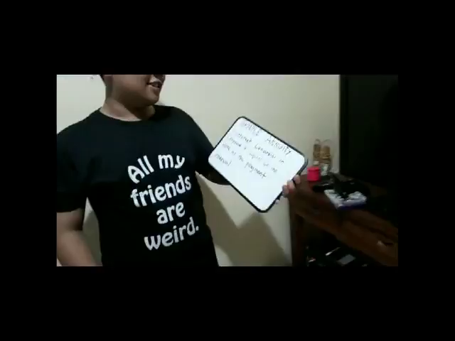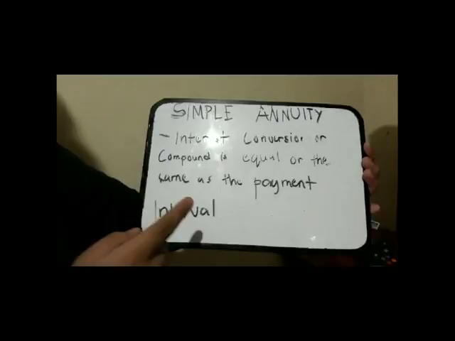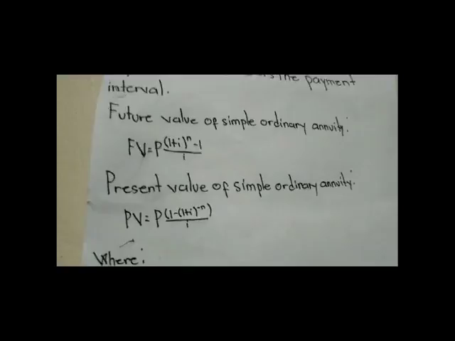First, let's define what is simple annuity. Simple annuity is when the interest conversion or compounding period is the same as the payment interval. There are two types of value in a simple ordinary annuity. The first value is the future value. The formula for future value is P times (1 plus i) raised to n minus 1, all over i. And the second value is the present value. The formula for present value is P times 1 minus (1 plus i) raised to negative n, all over i.